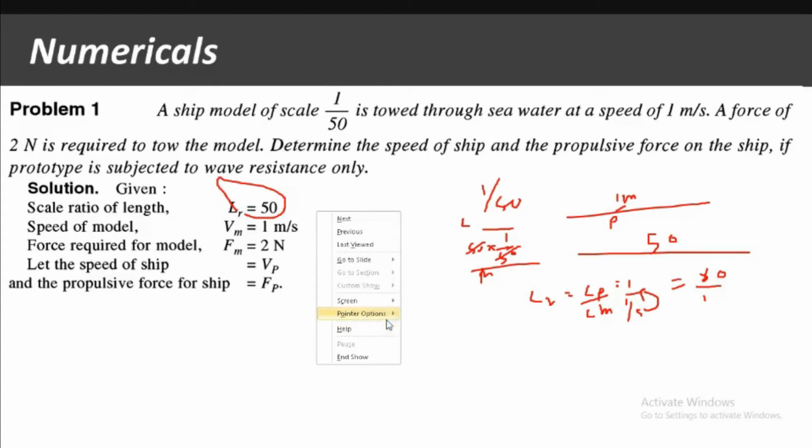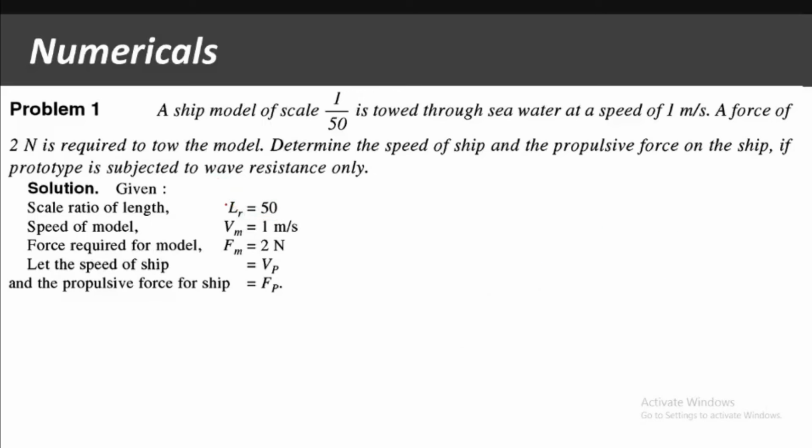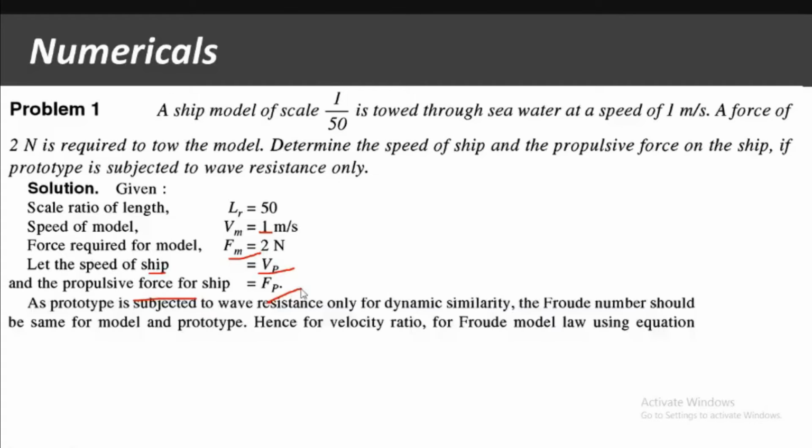simply 50. Okay, then velocity of model is 1 meter per second and force of model is 2 Newton. So we will assume whatever the velocity or speed of the ship is VP and propulsive force on the ship, actual prototype, that is FP. Okay, so as prototype is subjected to wave resistance only, therefore for dynamic similarity the Froude number of model and prototype should be same.